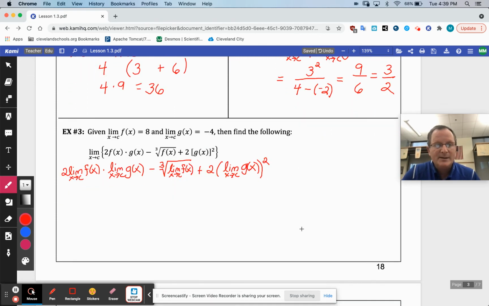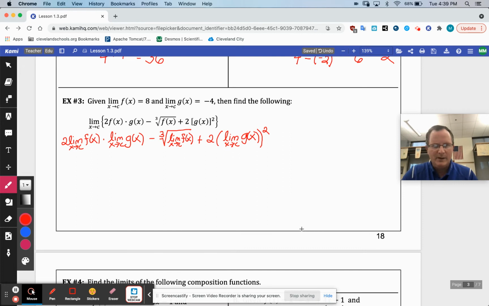All right, so that's it for example 2, and we're going to put 3 on the same video. I already broke it apart. This is the craziest looking thing I've ever seen. And all the information we need is right here, so that's good. So I've got a constant multiple and then another multiple. So 2 limits multiplied together times 2 minus a cube root of a limit inside there, and then 2 times a limit that has been squared. So make sure we square before we multiply by 2.